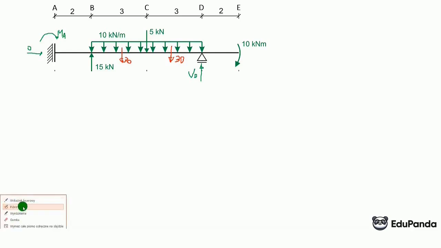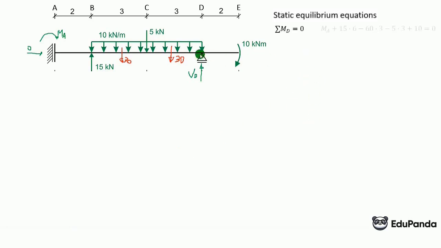And the sum of moments at point D equals 0. So the moment Ma plus 15 times 6. Here I wrote minus 60 in the equation, so from the entire load, the resultant times 3. Minus 60 times 3, that's it. Minus 5 times 3 plus 10 equals 0. From this, I calculate the moment at the fixed end equal to 95 kN. And the sum of projections on the y-axis equals 0. From this, my reaction Vd comes out to be 50 kN. Of course, you can do a check. I won't be doing one in this example. Now let's move on to drawing the diagrams.